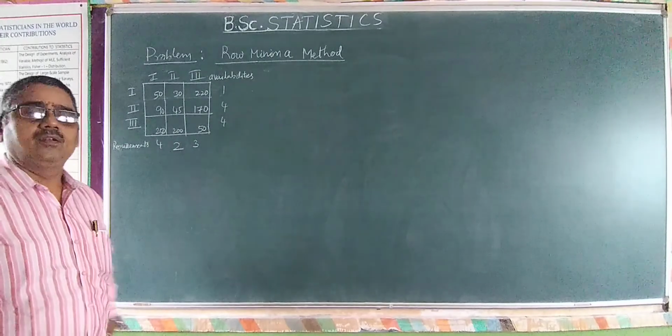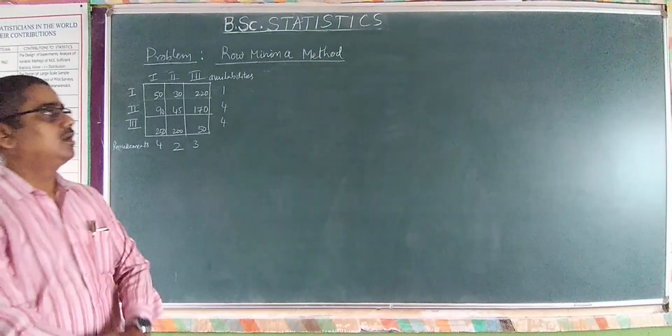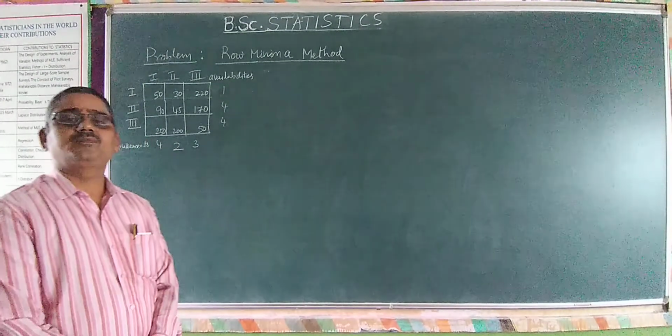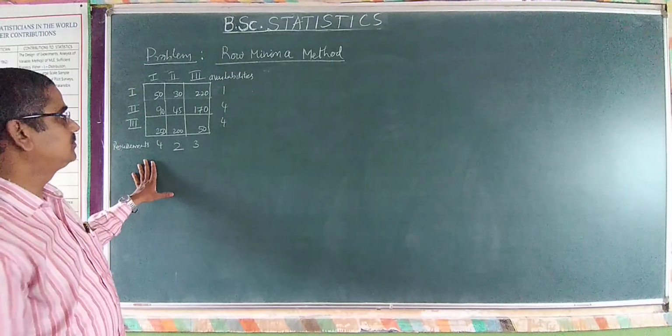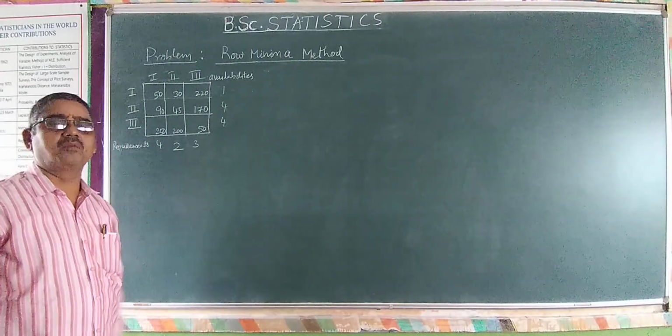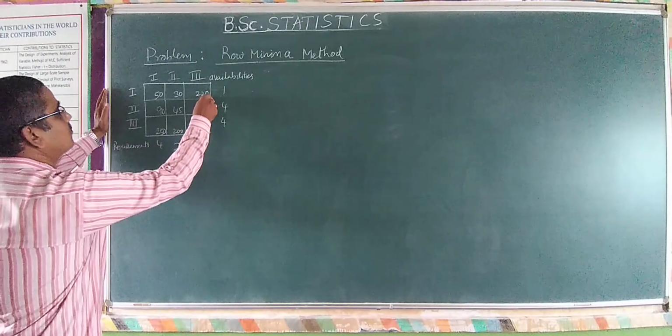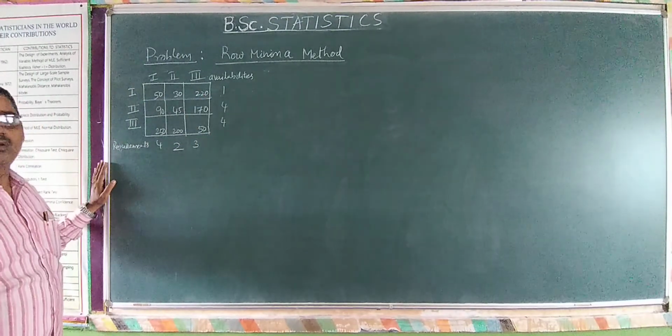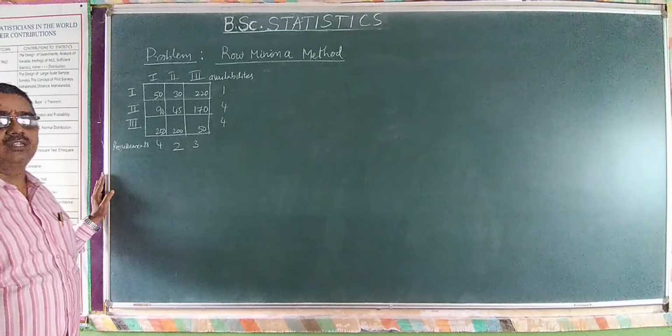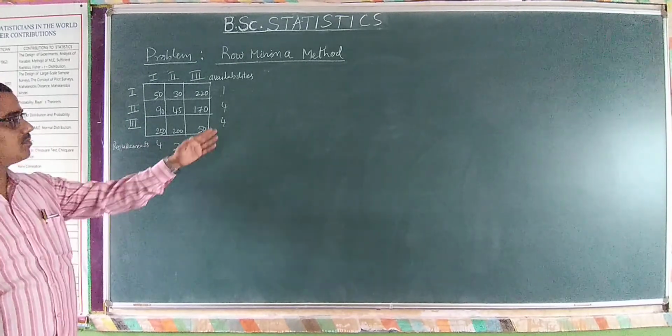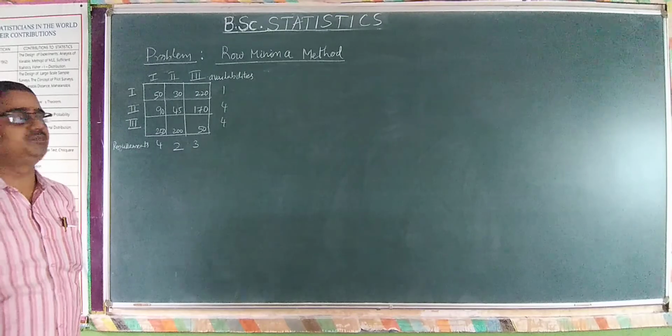In this lesson, we discuss the row minima method with the help of a problem. So we can understand with the help of the problem. Please see here, the problem has 3 rows and 3 columns, which means 3 origins and 3 destinations, and the respective availabilities and requirements have been specified.